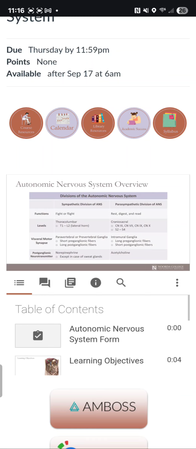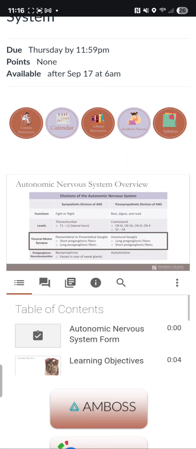Now switching tables, we can see the different functions of the sympathetic division versus the parasympathetic division. We already went over this table in the overview, so I'm not going to really touch on everything, but I do want to look at the visceral motor synapse row. You'll see in the sympathetic division, there are short preganglionic fibers with long postganglionic fibers. And then in the parasympathetic division, there are long preganglionic fibers but short postganglionic fibers. So what is going on there?